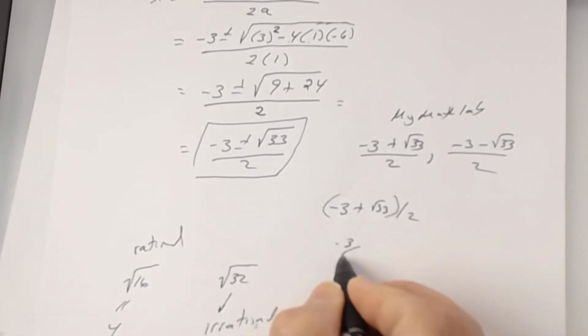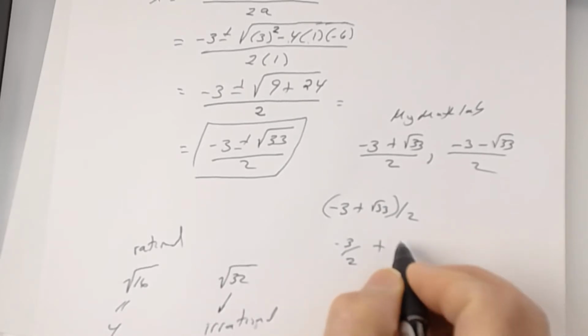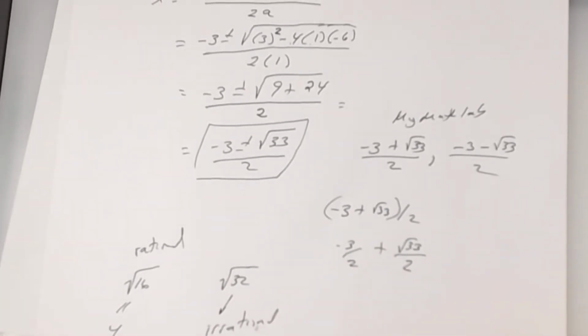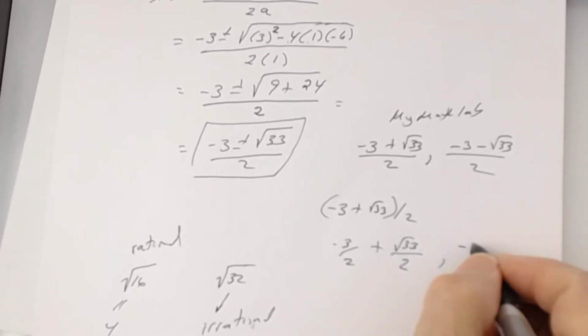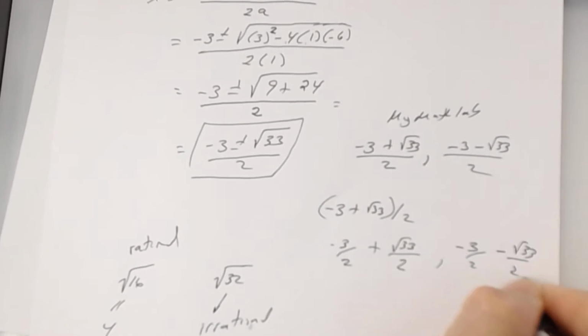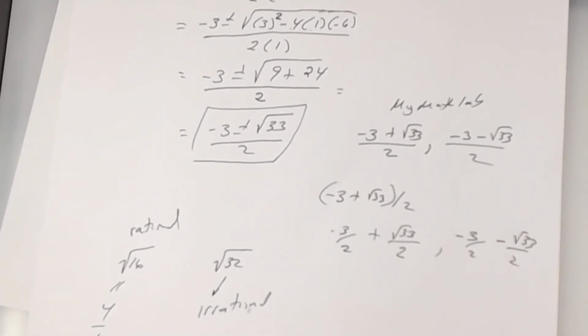Say negative 3 over 2 plus square root of 33 over 2. And what's the other? Negative 3 over 2 minus square root of 33 over 2. So just be careful how you write it in the math lab.